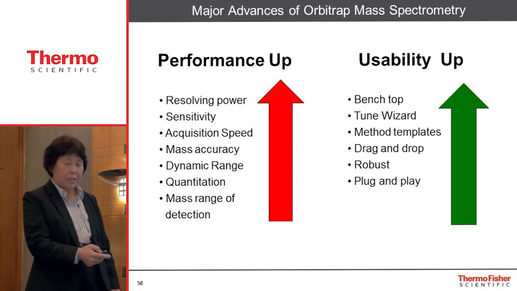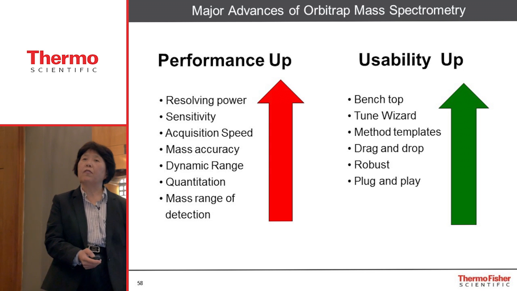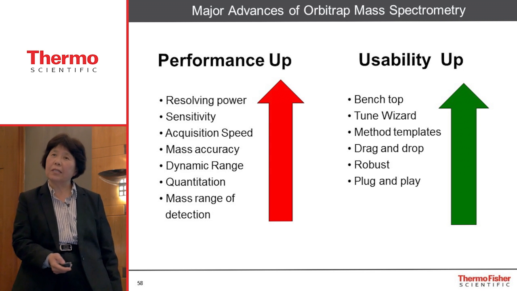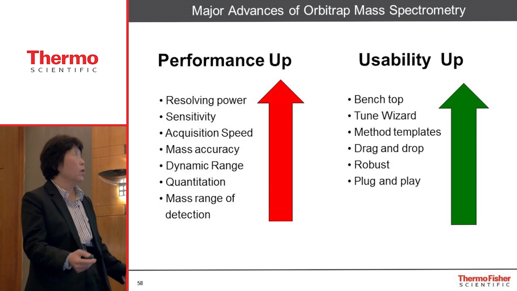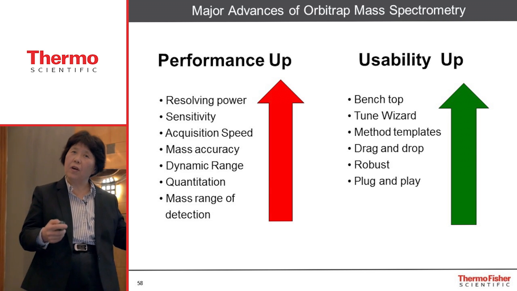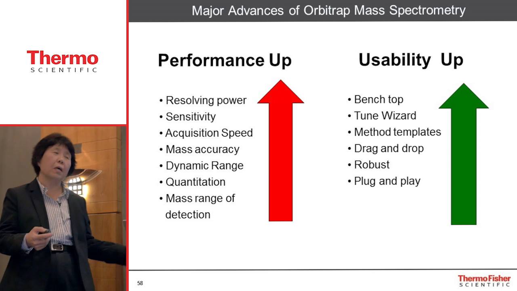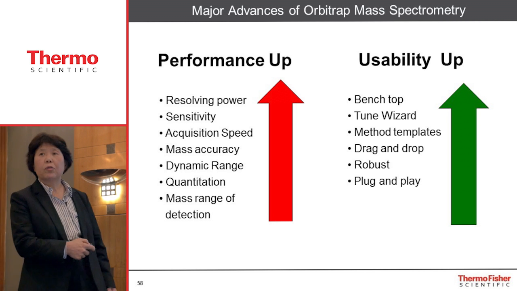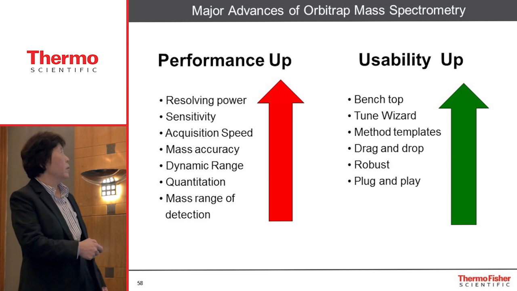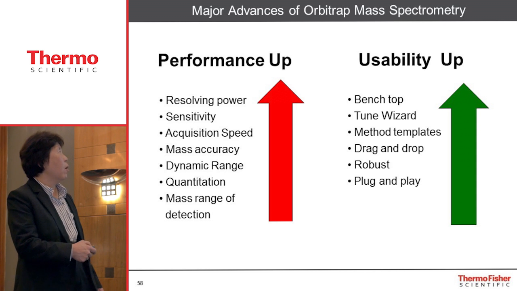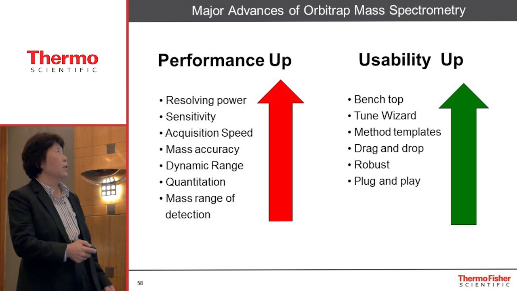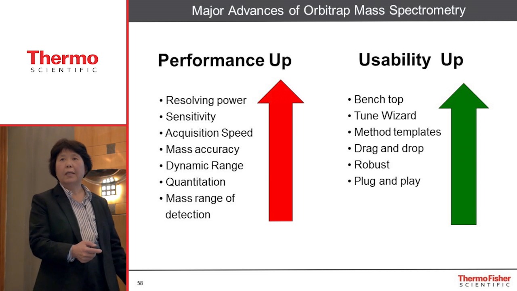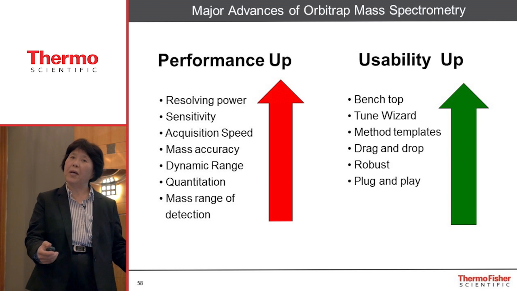Okay, so this year is the 10th anniversary of Orbitrap technology. Within these 10 years, this Orbitrap technology has really advanced by leaps and bounds. So today's Orbitrap instrument has higher resolving power, it's more sensitive, higher scan speed, mass accuracy, and so on and so forth. On the other hand, the usability is up too, right? It's a small footprint benchtop.